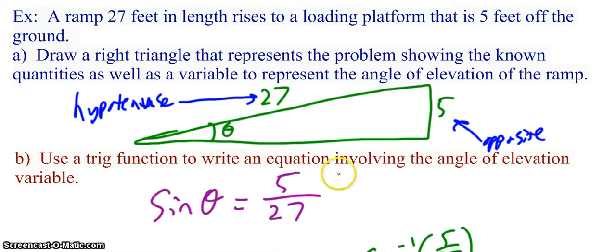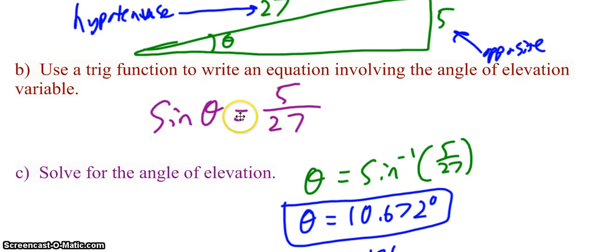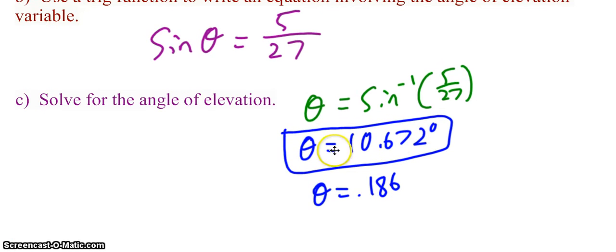So if I'm going to use a trig function to write an equation involving the angle of elevation, which trig function should I use? Well, I should use the one that includes opposite and hypotenuse. That's sine. It's also cosecant, right? But since we know we're going to be typing stuff into our calculator, we might as well just write it in terms of sine. So I know sine of theta is opposite over hypotenuse, so that's 5 over 27. And then I want to solve for the angle of elevation. So theta is the sine inverse of 5 over 27. That means if I type this into my calculator, check which mode I'm in. If I'm in degrees, I should get 10.672 degrees. And if I'm in radians, I should get 0.186.